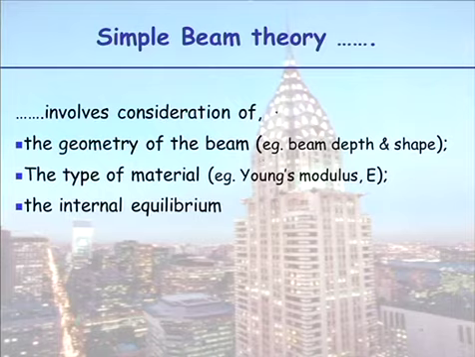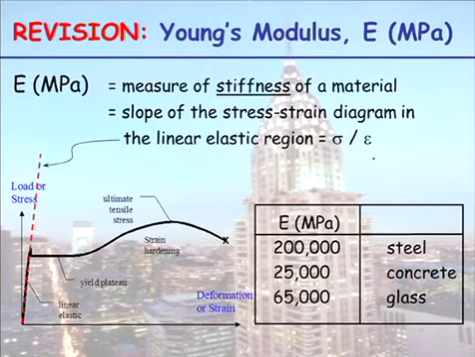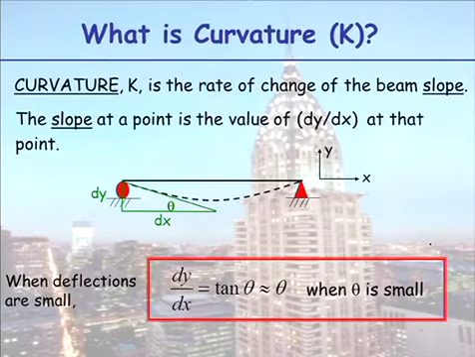Simple beam theory involves consideration of the geometry of the beam, the type of material, and the internal equilibrium. So we use equilibrium again. Just a bit of quick revision. We know what Young's modulus is. It is the slope of the linear elastic region of a tensile test, stress on strain. It measures the stiffness of the material, and for different materials we have different stiffnesses.